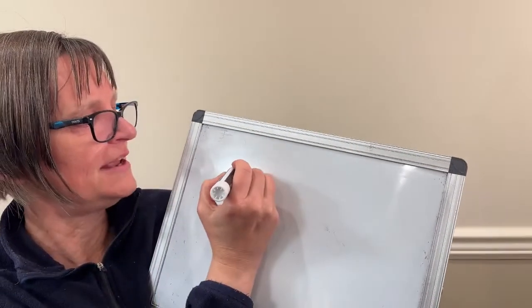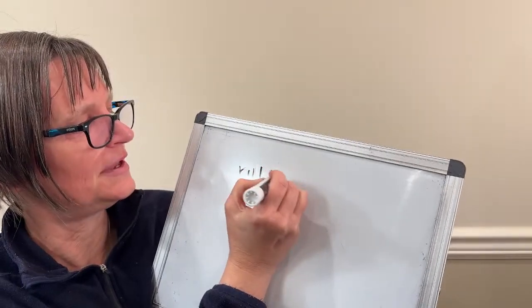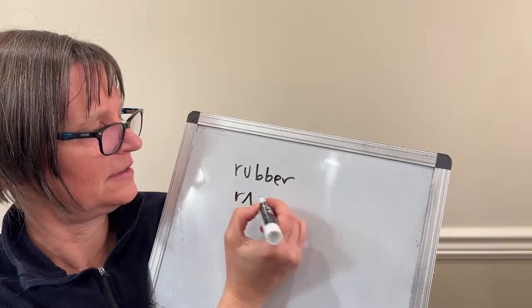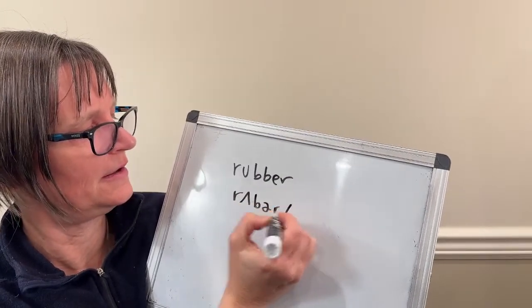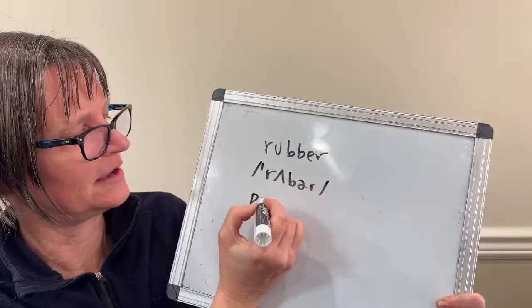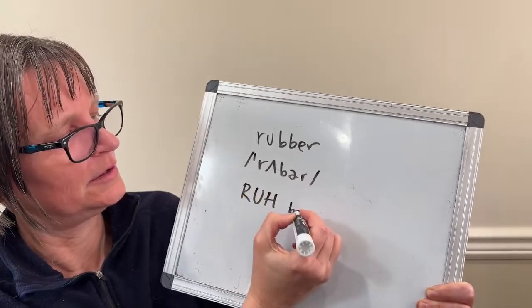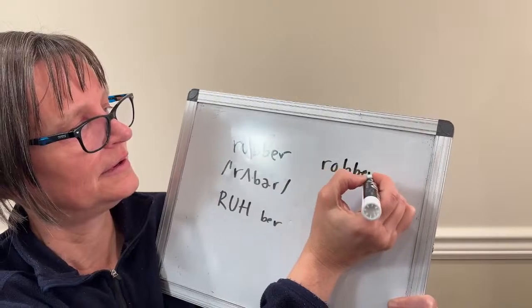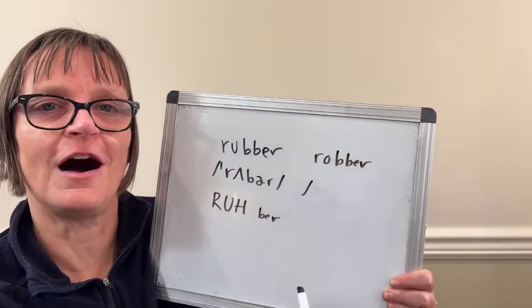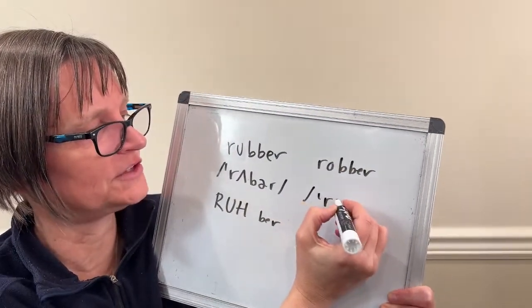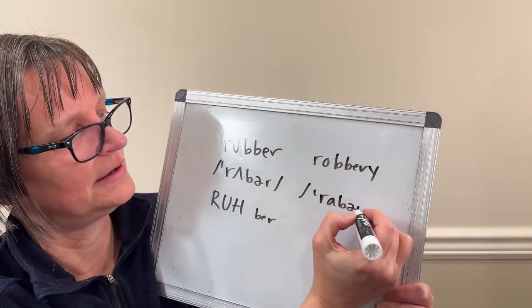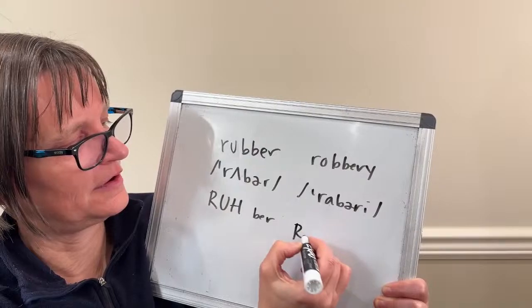Okay, we have a question about rubber versus robbery. So in rubber, we have the sound, stress schwa, first syllable stress. So it sounds like rubber. For robber, it's the same, except we have the vowel. So letter O says ah when it's stressed. And then for robbery, we just add the E sound. So we have robbery.